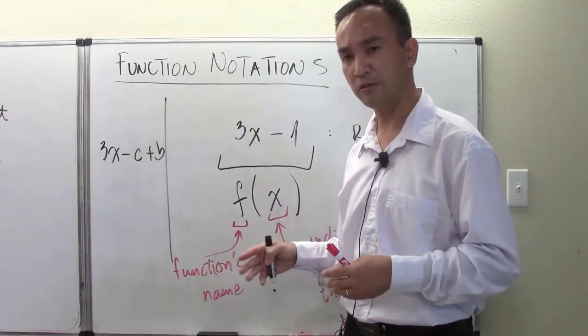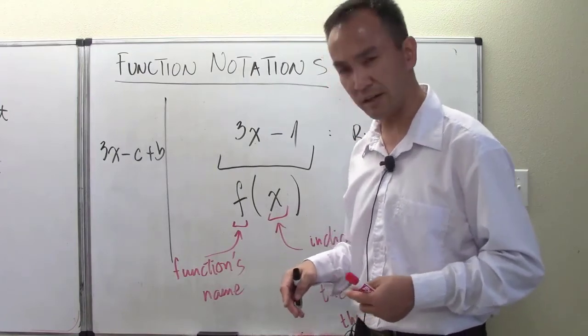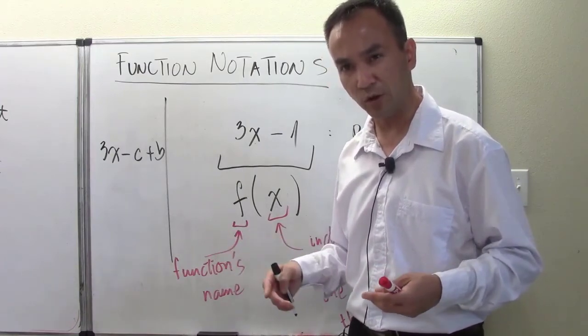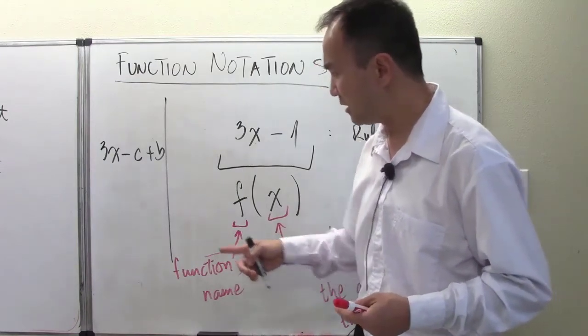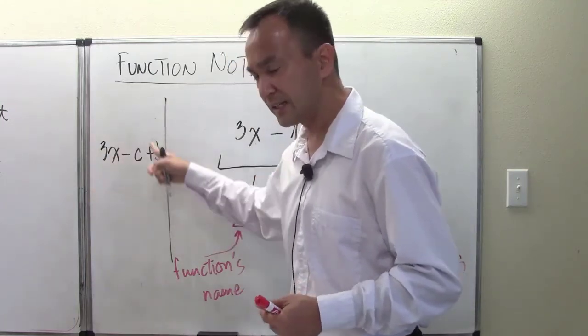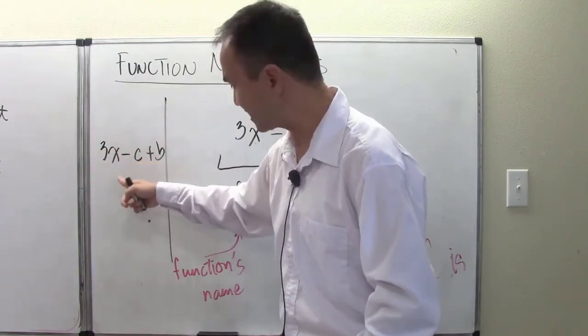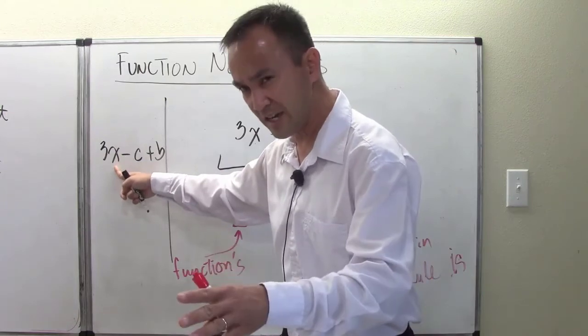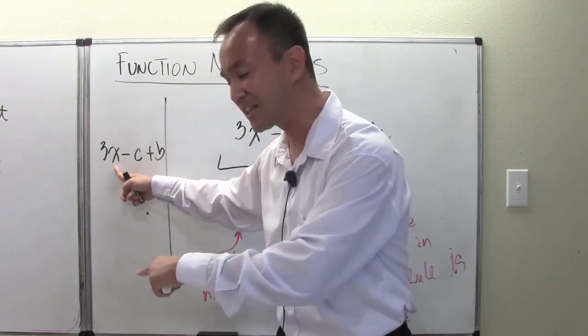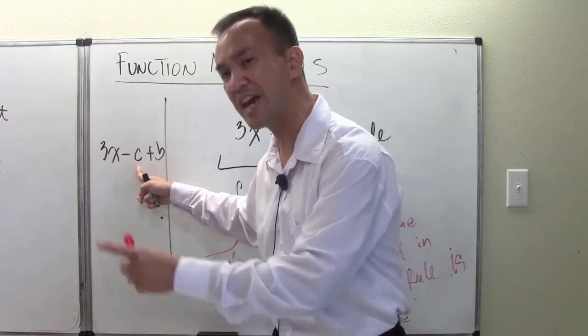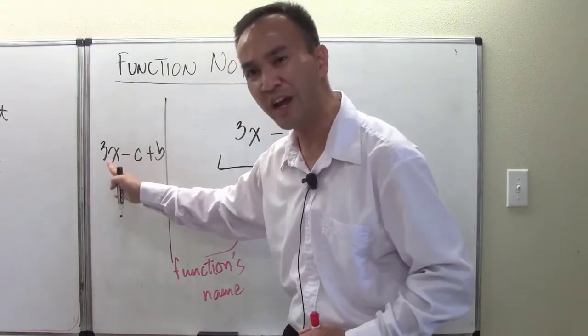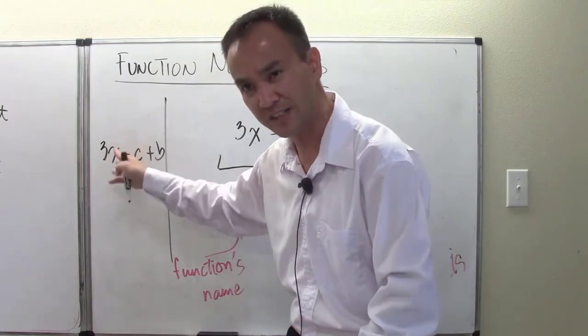3x minus c plus b. So we used to know that a letter represents a variable. In something like this, it's a rule. It says whatever x is, together at the same time with whatever c is, and together with b is. In other words, we have three variables in this expression.